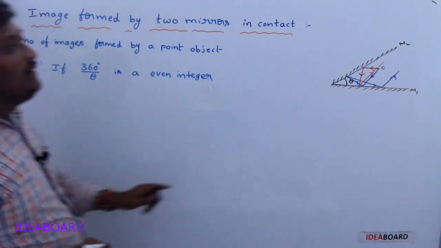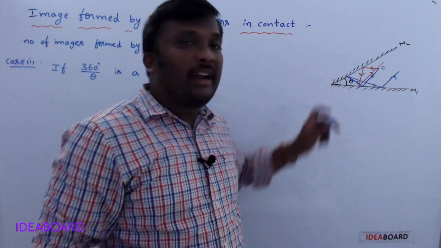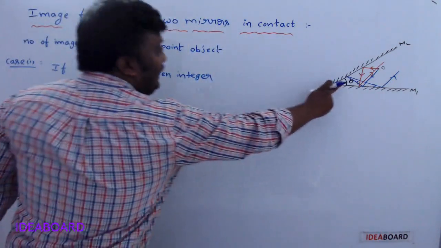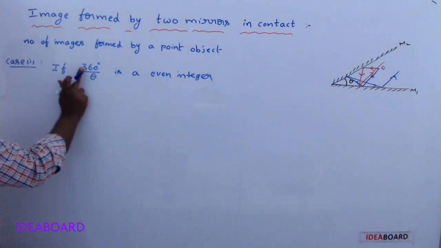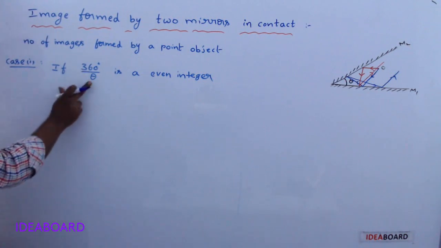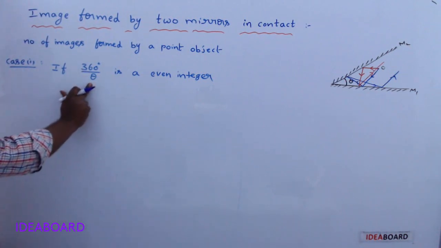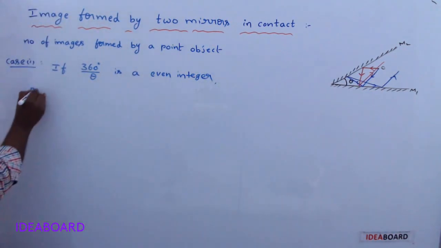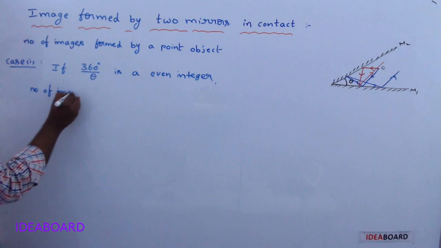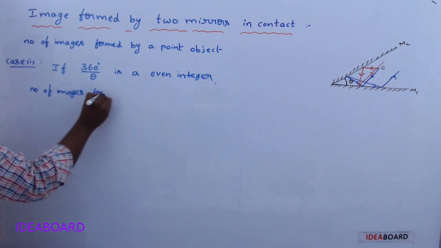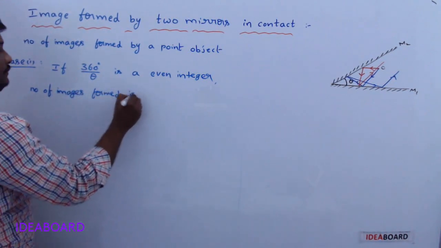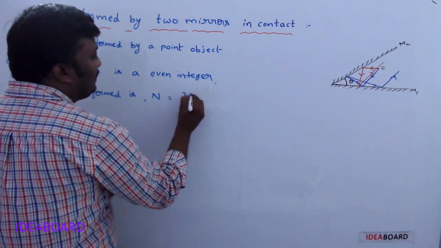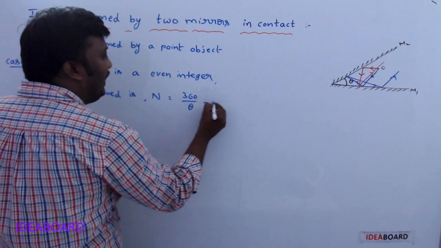what is theta? Theta is the angle between M1 and M2. If this angle is taken in degrees, then first find 360 by theta. If that value is an even integer, then the number of images formed is n equals 360 by theta minus 1.